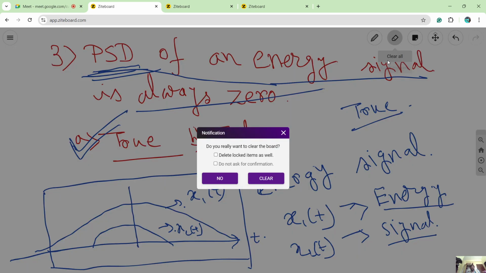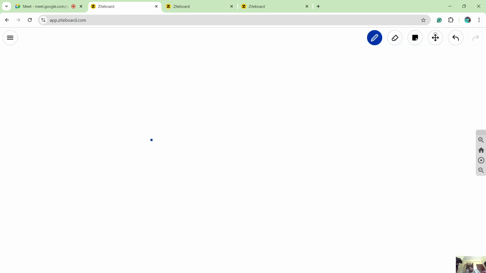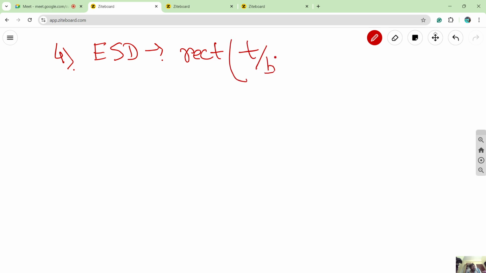Okay. Now the next question. We have to calculate the ESD of this signal, a rectangular signal of T by Bt.